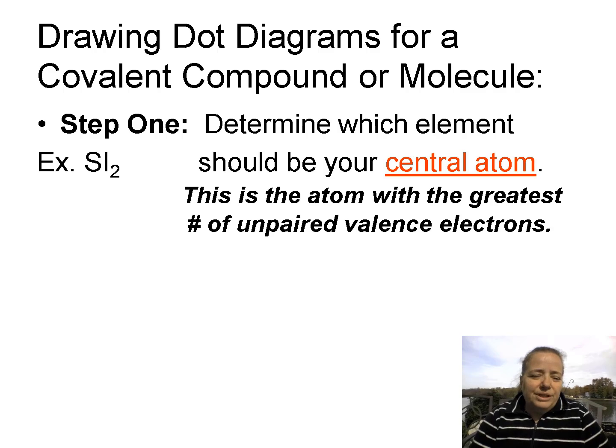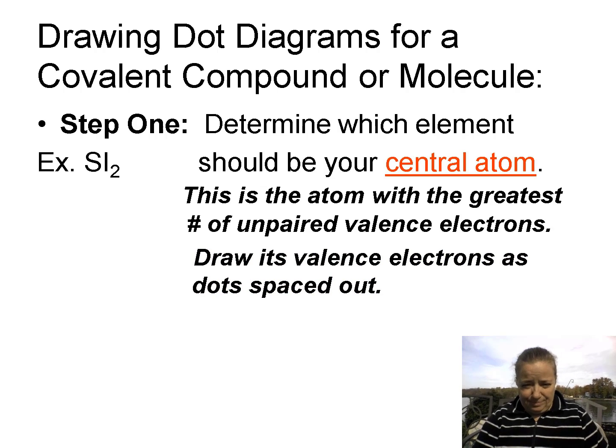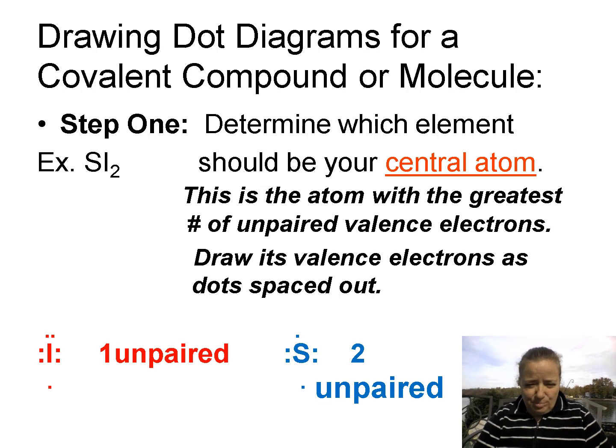Okay, so we're going to do the example SI2. We do a dot diagram for S and a dot diagram for I, and draw the electrons as spaced out as possible. Iodine has 7 dots because it has 7 valence electrons. Sulfur has 6 dots. I spaced them out as much as I could. It doesn't matter whether I double them up on the sides, the top, or the bottom. Just space them out basically.